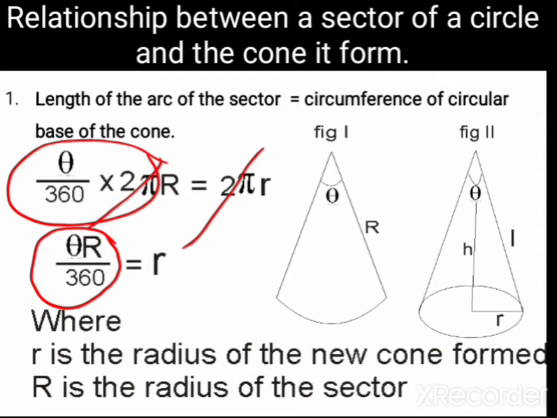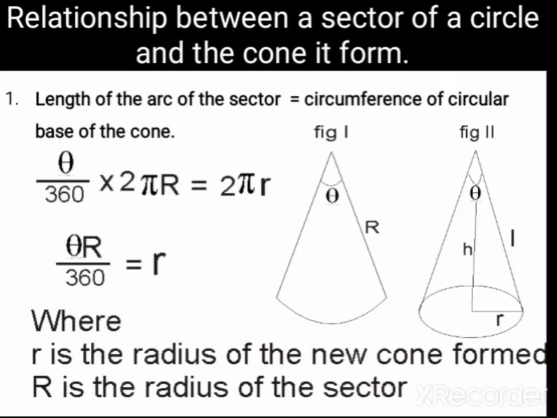So in a nutshell, the radius of the cone, which is lowercase r, is equal to theta times the radius of the sector divided by 360. So this is the first relationship you have to know: the radius of a cone formed from the sector of a circle is equal to theta times capital R, which is the radius of the sector, divided by 360.